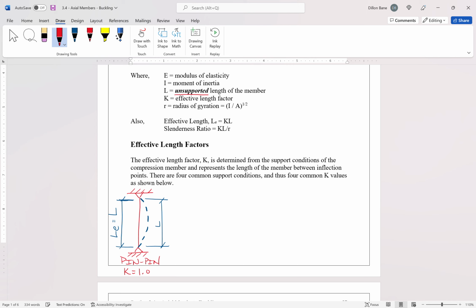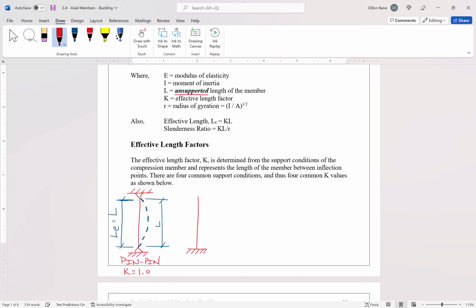Let's do another example, and I think this will start to make a little bit more sense once we do another one. So let's do a second column where instead of it being pinned at the top and pinned at the bottom, let's fix the bottom.